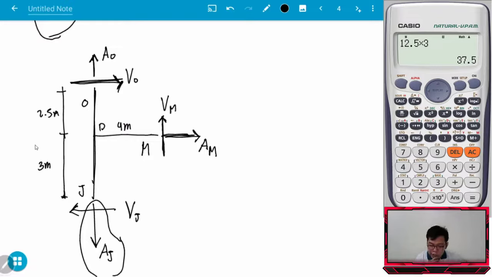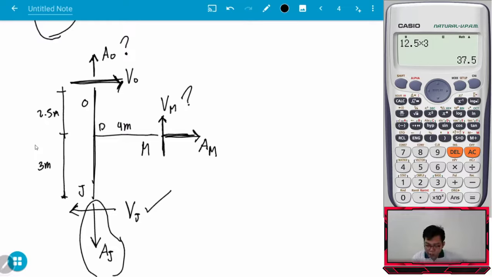So, how can I solve for AJ, guys? I can actually solve AJ if I'll try to sum up forces, no? Vertical. So, pag nag-sum up ako ng forces vertical, I can actually solve AJ. But ang tanong, guys, paano to? If I'll try to sum up forces vertical, kakailanganin ko, kasi itong VJ nakuha na natin, kailangan ko yung VM at saka yung AO, di ba? So, paano ba to? So, hindi pwede, di ba?